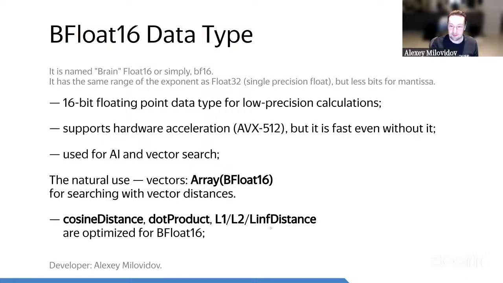It has 8 bits of exponent, the same number as float32, and it is useful for low precision calculations, like vector distances, like vector embeddings. For vector embeddings, it will be natural to store them in array bfloat16. And if you do this, the difference in calculations will not be noticeable, but the difference in memory usage will be 2 times, and the difference in performance will be, let me show you.